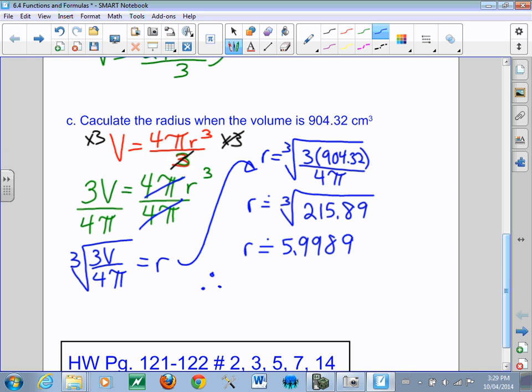So therefore, the radius is 6.0 centimeters. Okay, and watch your units there. Radius is singular. It's only cubic when it's cubed in the formula.